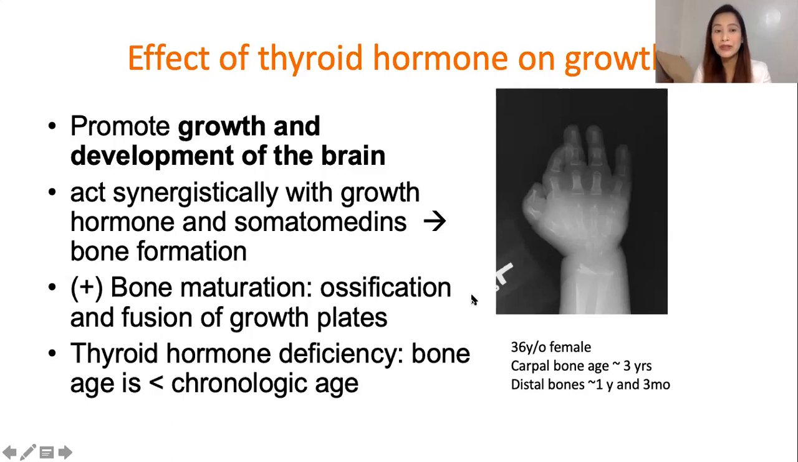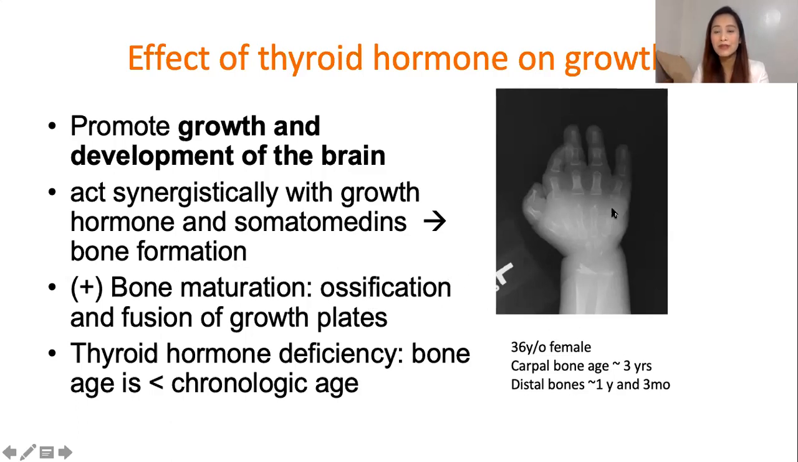So your thyroid hormone is very crucial in growth and development of the brain, together with your growth hormone and your somatomedins. Your somatomedins are your IGF, your insulin-like growth factor, and they both help in bone formation. In terms of bone formation, your thyroid hormone is responsible for bone maturation, particularly your ossification and fusion of your growth plate.